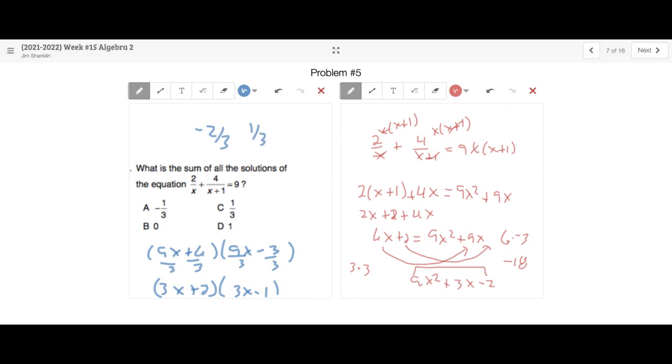Oh no, my answers aren't up there. However, it says, what is the sum of the solutions? If I add negative 2/3 and 1/3 together, I get negative 1/3. Whew.